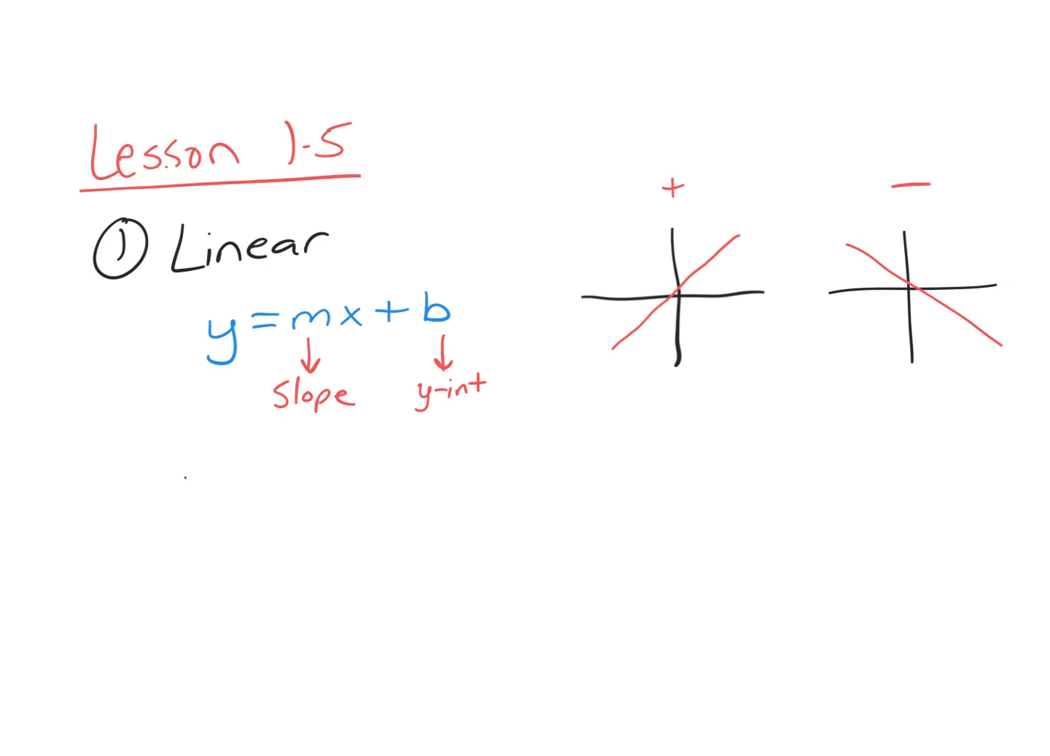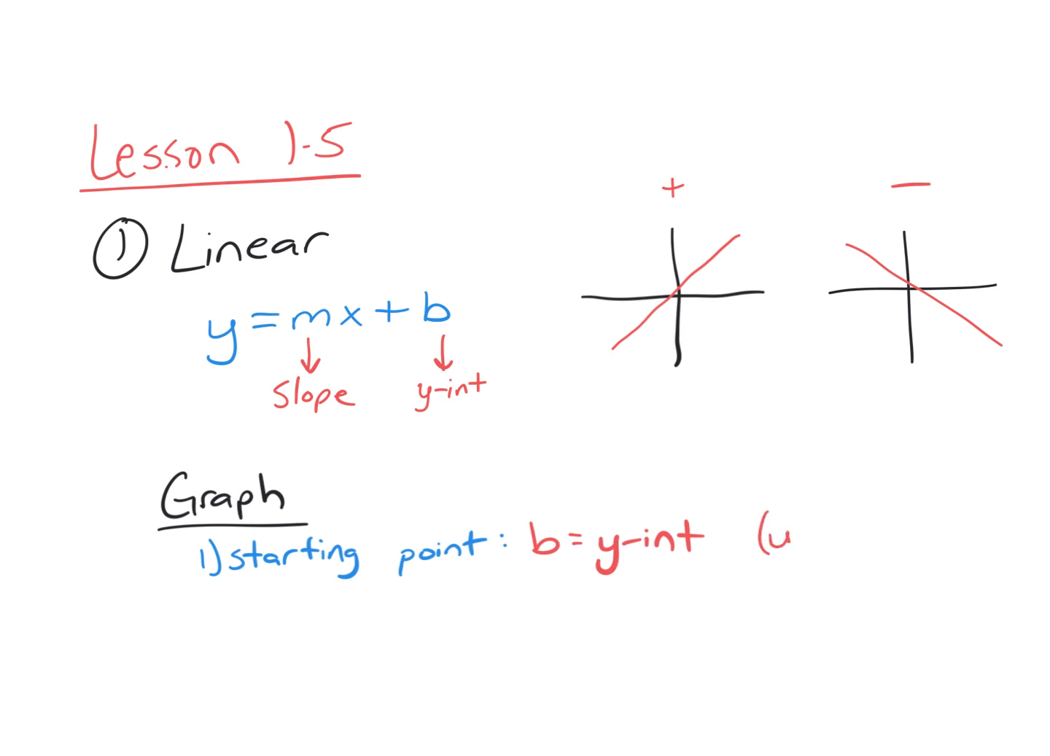Okay, let's talk about how we graph these. Where do I start graphing these? So you would think 0, 0, but where do I get my starting point at? Starting point is from our y-intercept here. So the b, which tells you the y-intercept. Where's the y-intercept going to be at? On the y-axis or the x-axis? Y-axis. Okay.